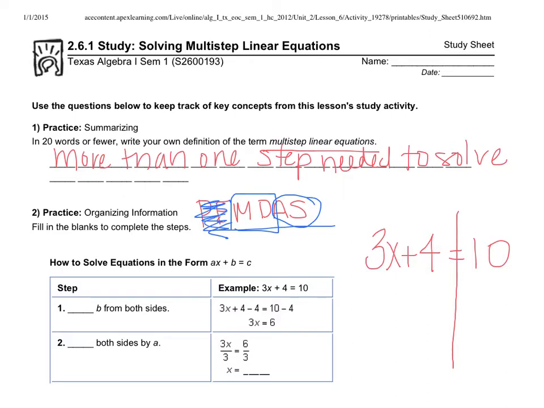So when we're solving, we're still trying to get x's on one side and our numbers on the other. The first thing we always do is get rid of whatever is added or subtracted. So first, we take care of addition and subtraction. So we have a plus 4. To get rid of a plus 4, we do the opposite, which is minus 4 from both sides. So my plus 4 and minus 4 cancel. I get 3x equals 10 minus 4 is 6.